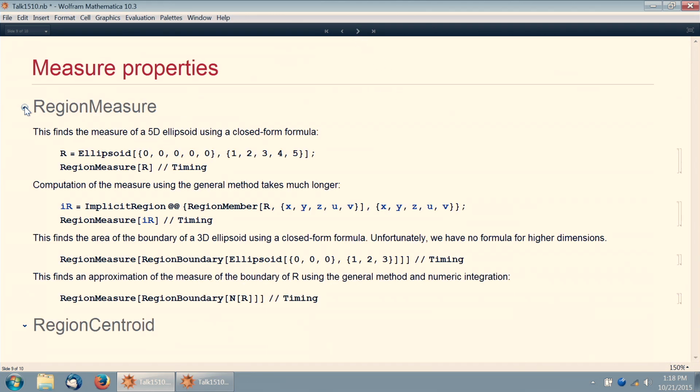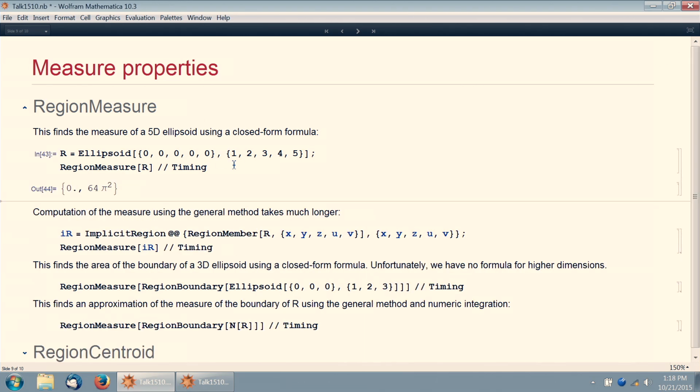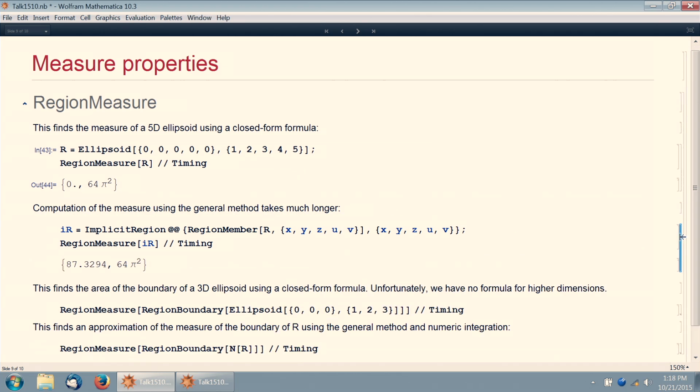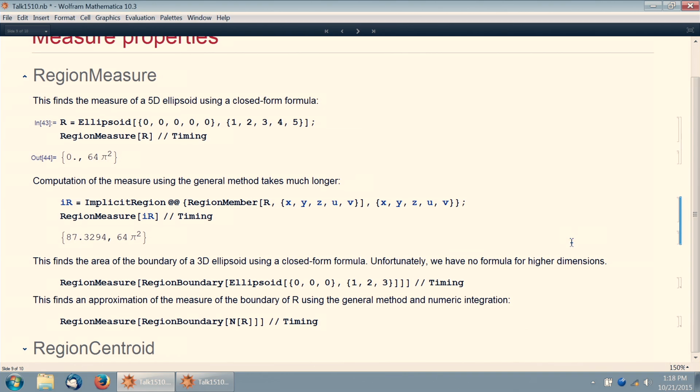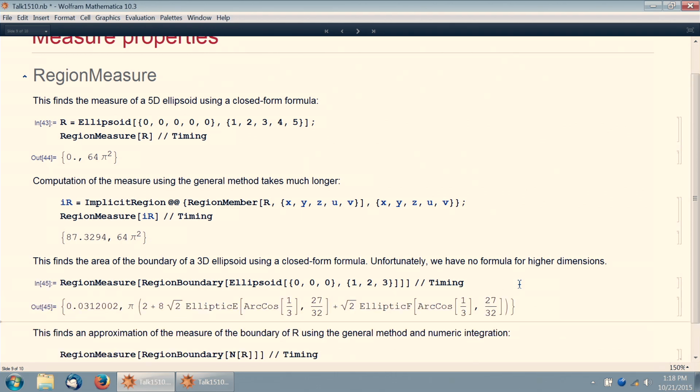OK, measure properties. We have a 5D ellipsoid, and we compute the measure, which takes 0 time because we have a formula. If we use the general method, it would take 87 seconds. Next, integration over the ellipsoid. We have the formula for region measure of the region boundary of an ellipsoid, but this formula actually exists only up to dimension 3. So for higher dimensional ellipsoids, there is no formula for the boundary. This already uses two elliptic functions to get the 3-dimensional ellipsoid.